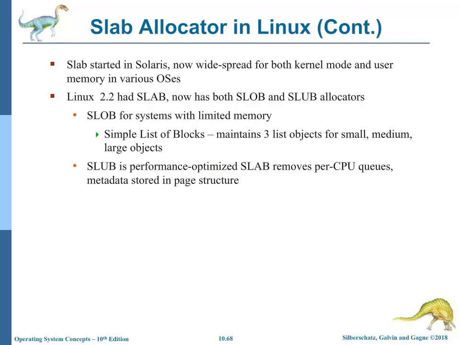Slab started in Solaris, and is now widespread for both kernel mode and user memory in various operating systems. Linux 2.2 had slab, and now has both SLOB and SLUB allocators. SLOB, which stands for Simple List of Blocks, is for systems with limited memory. It maintains three list objects for small, medium, and large objects.